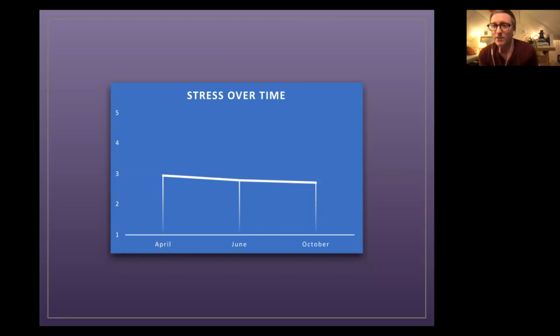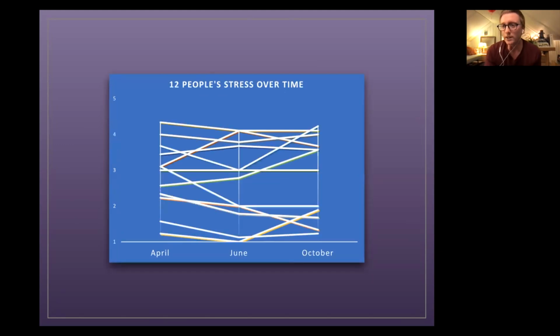So this doesn't look like a whopping effect, and it's not, but it's showing you that stress was highest in April and it decreased steadily into June and then through October. And this doesn't look particularly dramatic, but if you look at the individual level, you can see there's a lot more going on, or people's experiences were quite different. So I chose 12 random respondents, plotted their stress levels over time, and you can see different people are having very different experiences. There's a wide range of stress, and for some people it's going up over time, for other people it's going down, and so on.